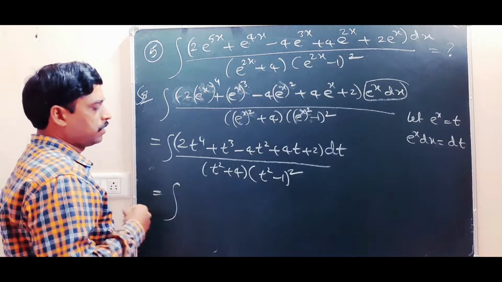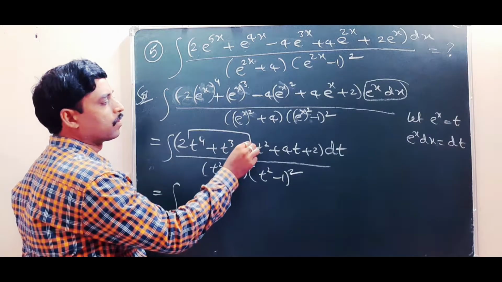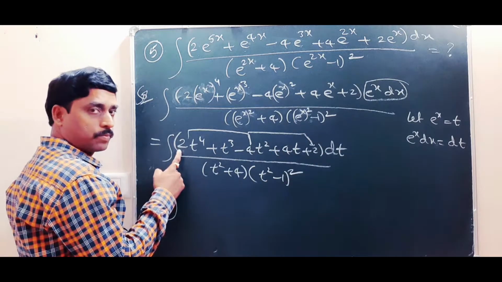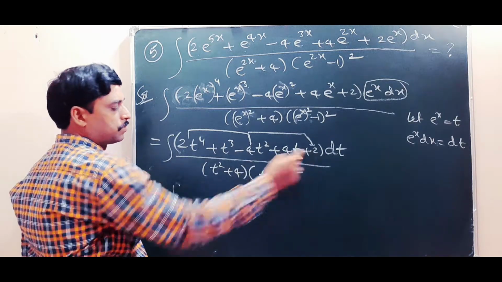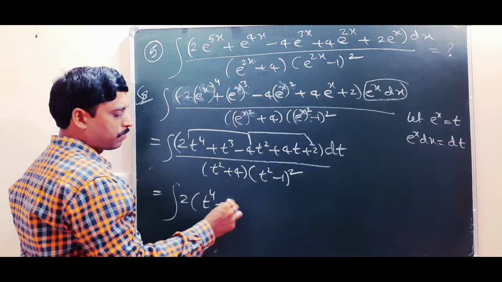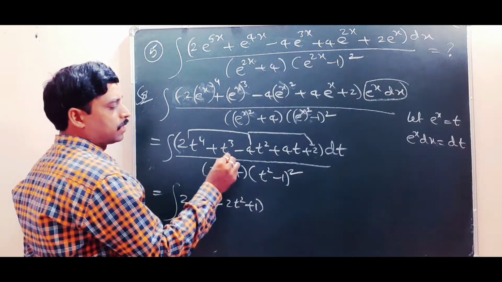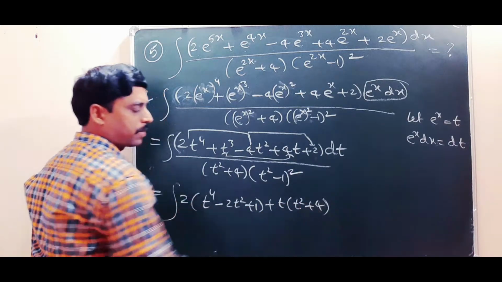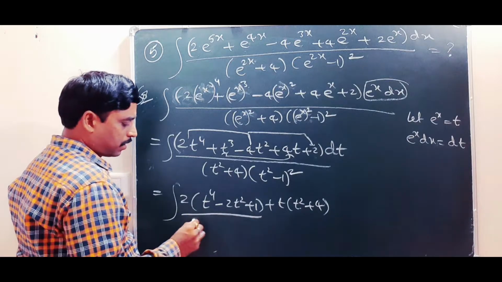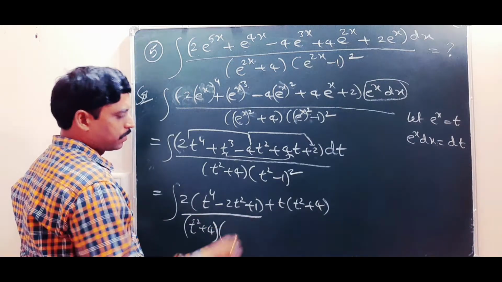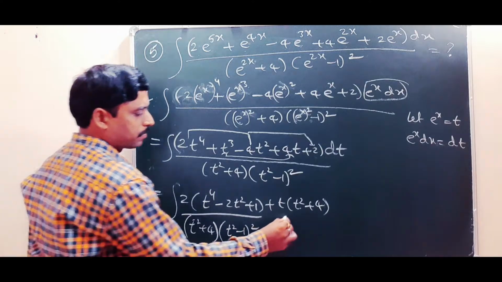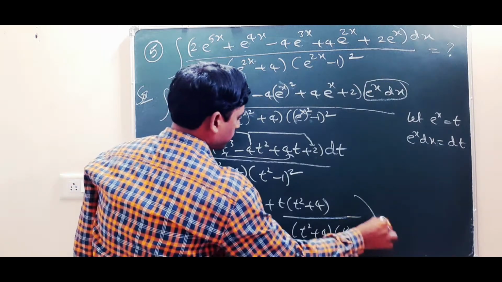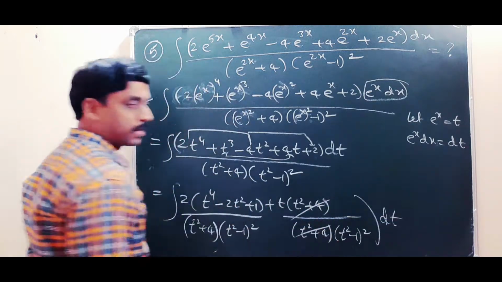Okay, integral. In this, take 2 out common: 2t to the power 4 minus 4t square plus 2. In this, take 2 out common: t power 4 minus 2t square plus 1. So in the remaining terms, take t out common: t into t square plus 4. Okay, so what is the denominator? The denominator is t square plus 4 into t square minus 1 whole square, by t square plus 4 into t square minus 1 whole square dt. Here t square plus 4 gets cancelled.